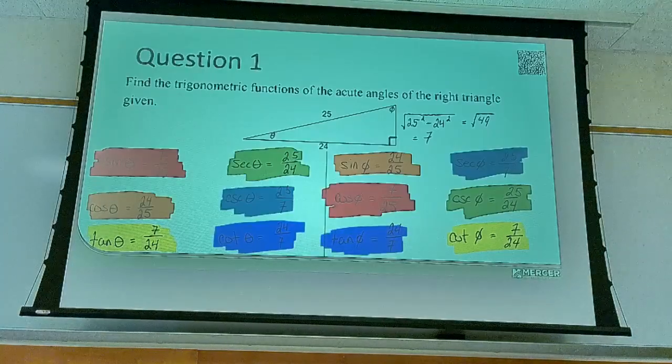And cotangent theta and tangent theta are equal. Those are your co-function identities in action. So that's just a quick verification of your co-function identities.